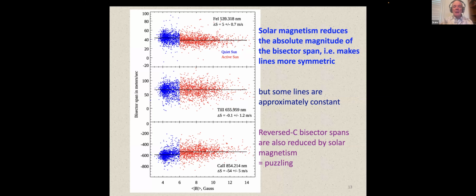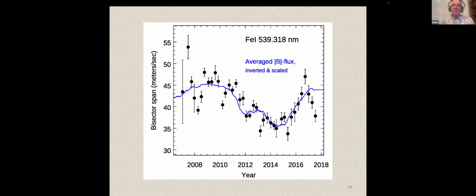The titanium line in the middle doesn't care about solar magnetism. The calcium line on the bottom cares very much, and the change in the span of the bisector is about 50 meters per second from quiet to active regions. It's somewhat puzzling that the reverse C bisector spans are also reduced by solar magnetism, and I'll explain why that's puzzling. But first, here's my favorite line.